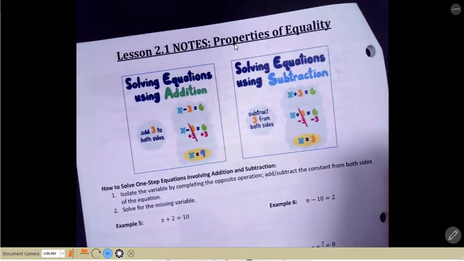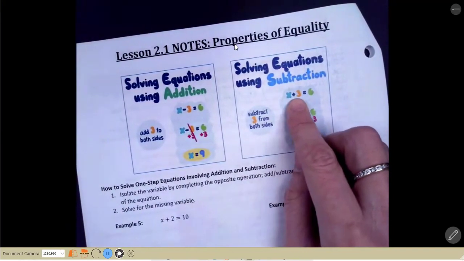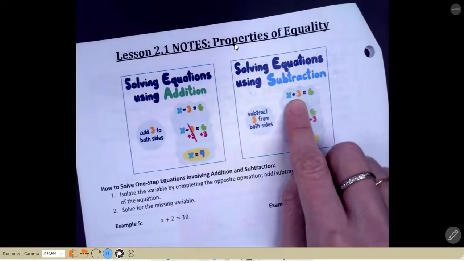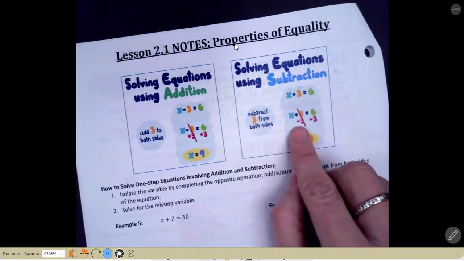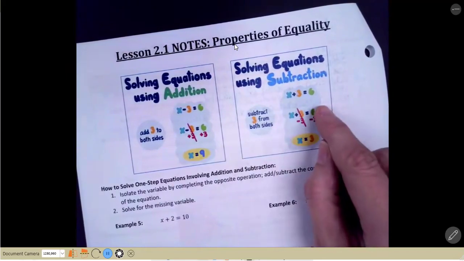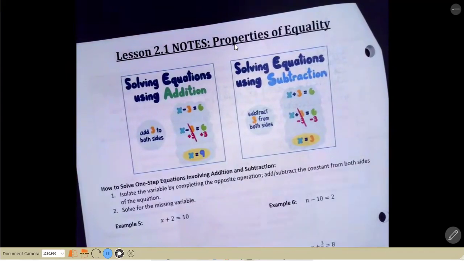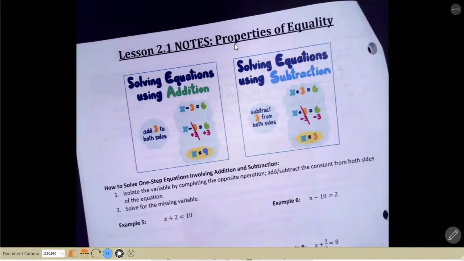Now, when you come over here to solving with subtraction, it's still the addition property of equality, but this time you're going to do the opposite of adding 3, and you're going to subtract 3 from both sides. So you cancel it out on this side. 6 minus 3 equals 3. You will not always see the equation set up just like this, okay? Sometimes x will be on the other side, all right? So let's go ahead and start solving these.